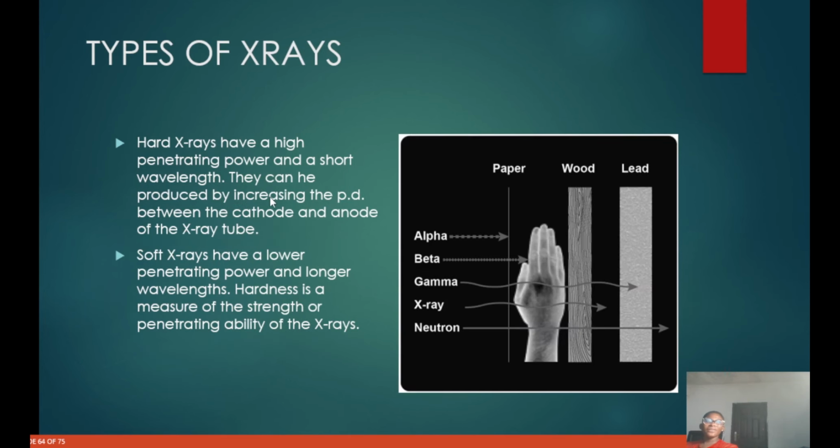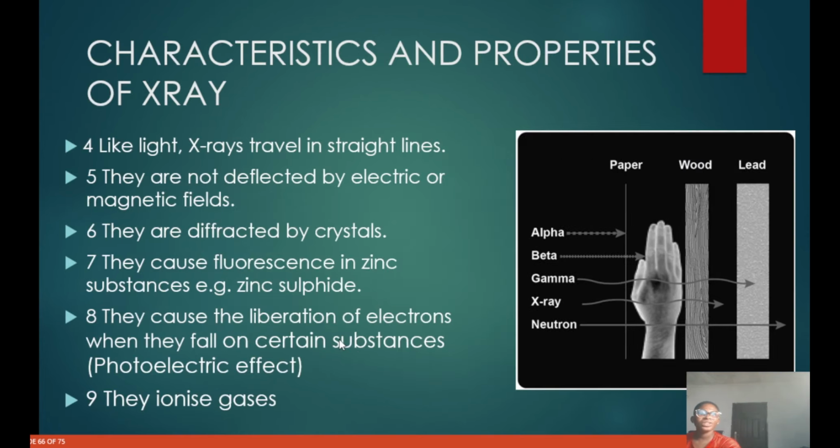Types of X-rays: we have hard X-rays. Hard X-rays have a high penetrating power and a short wavelength. They can be produced by increasing the potential difference between the cathode and anode of the X-ray tube. Soft X-rays have a lower penetrating power and a longer wavelength. Hardness is a measure of the strength of the penetrating ability of the X-rays.